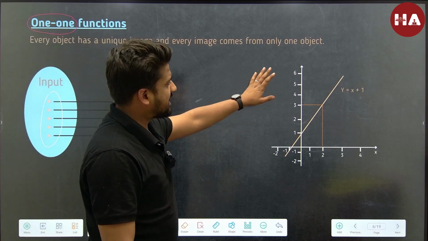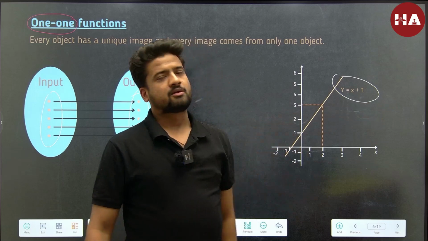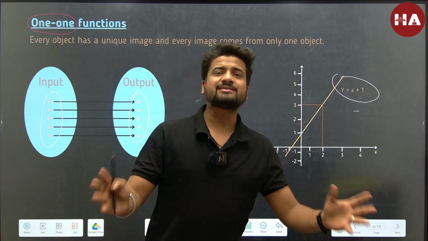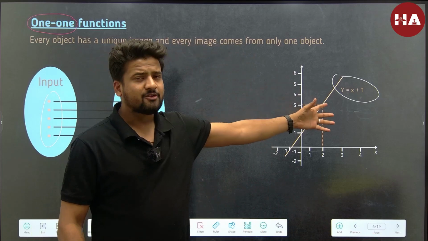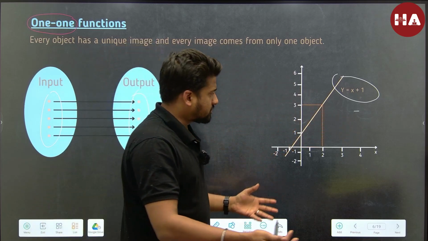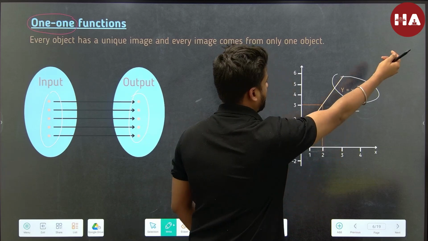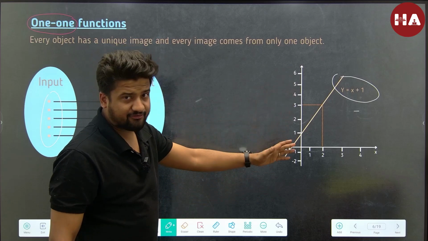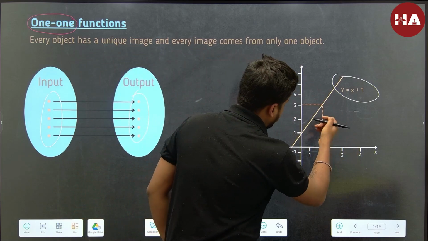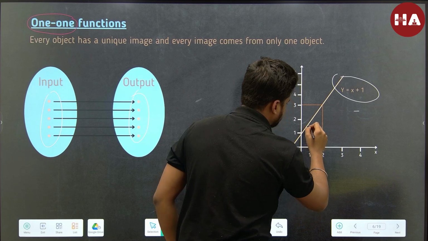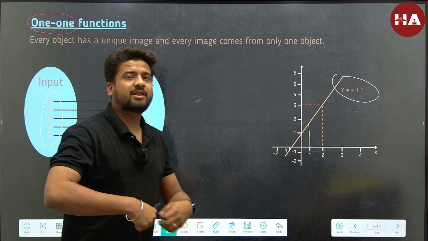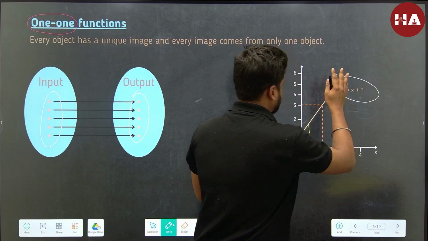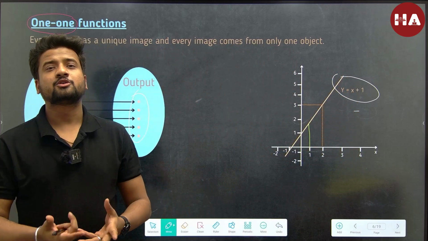In a real life example, this equation, or not just this equation, any linear equation is an example of a one-one function, right? So if you'll notice, I have drawn the graph of this, and for every value of x I'll get a different value of y, right? So that's what my one-one function looks like.